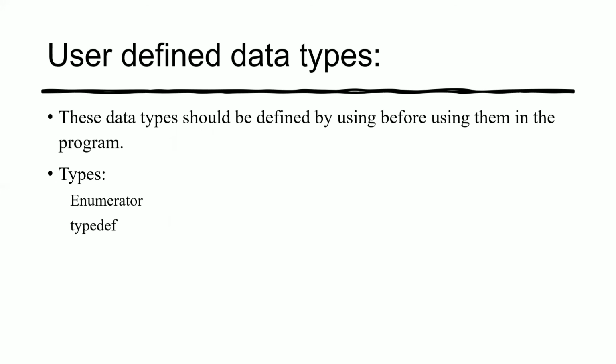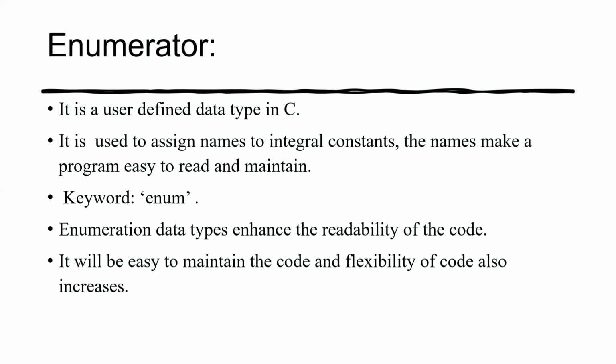So what are user defined data types? User defined data types are those which will be defined by the user itself. We have two kinds of user defined data types. Those are enumerator and typedef. First we'll see enumerator and then we'll go to typedef. Enumerator is a user defined data type in C, and it is used to store integral constants which is used to assign with the names. If we use enumerator in our program, it will be very easy to read and it will be very easy to maintain also. The keyword used to represent the enumerator is enum.